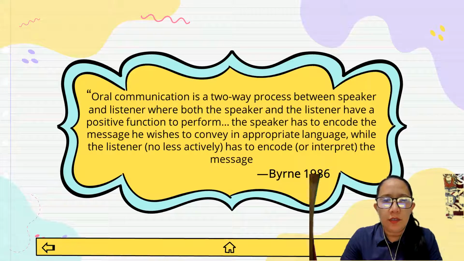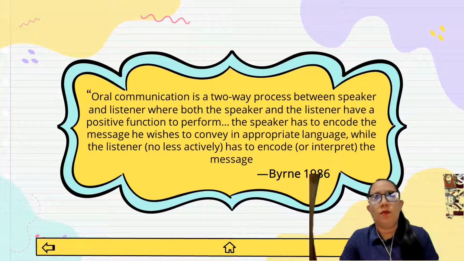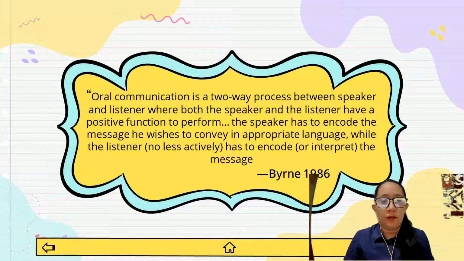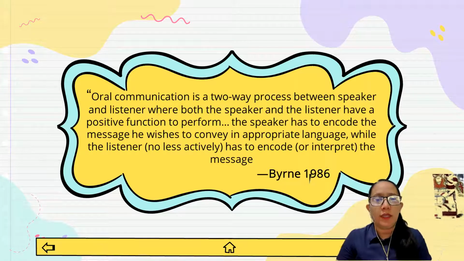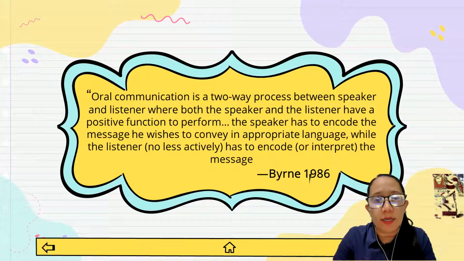Oral communication is a two-way process between the speaker and the listener, where both the speaker and the listener have a positive function to perform. The speaker has to encode the message he wants to convey in appropriate language, while the listener, no less accurately, has to decode or interpret the message. This was said by Byrne, 1986.